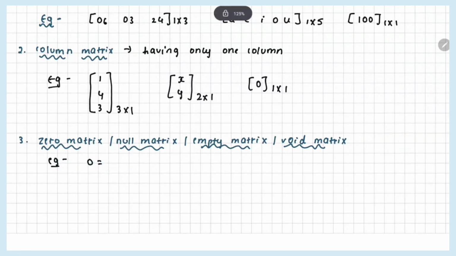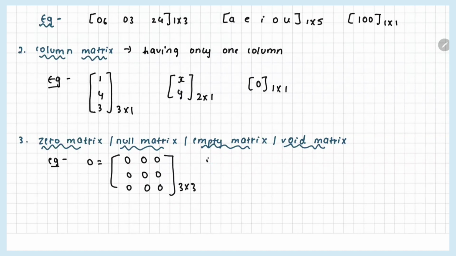So 0 is equal to 0, 0, 0, 0, 0, 0, 0, 0, 0. We have 3 rows and 3 columns, so 3 into 3. How to define this? A matrix which has all elements 0, which means all the elements of this matrix are 0. That's all.